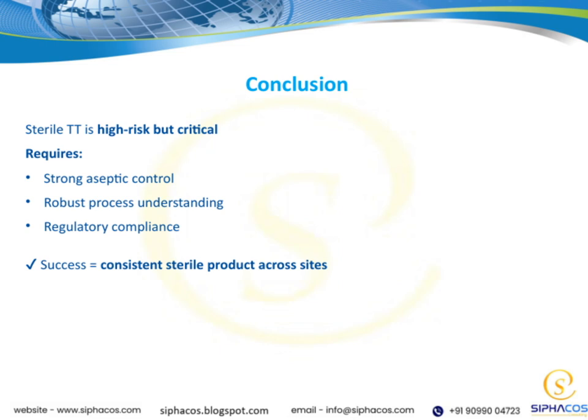Regulatory compliance is also a key piece of the puzzle. We must adhere to all relevant standards and guidelines to ensure our processes are validated and our products meet quality expectations. Ultimately, the goal is success, consistent sterile products across all sites. That consistency is what builds trust with our customers and regulators alike. So, by focusing on these critical elements, control, understanding, and compliance, we can achieve reliable, sterile manufacturing that supports our overall mission.